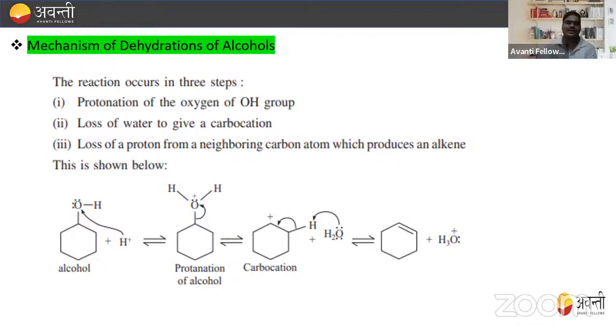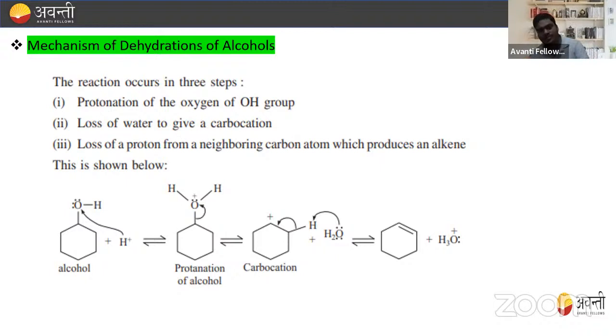Now, let's see the dehydration of alcohol and the mechanism behind it. This reaction occurs in three steps: first, the protonation of the oxygen of the OH group; next, the loss of water to give the carbocation; and then the loss of a proton from the neighboring carbon atom, which produces an alkene. This is shown in the figure.